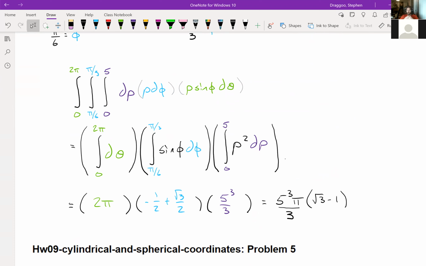Where, once again, pretty much everything in here is separable. So separate each piece out into a theta, a phi, and a rho integral. I can get numbers for each, multiply them all together, and I got the answer that's there on the right. 5 cubed times pi over 3 times root 3 minus 1. Hopefully my math is right on that one.